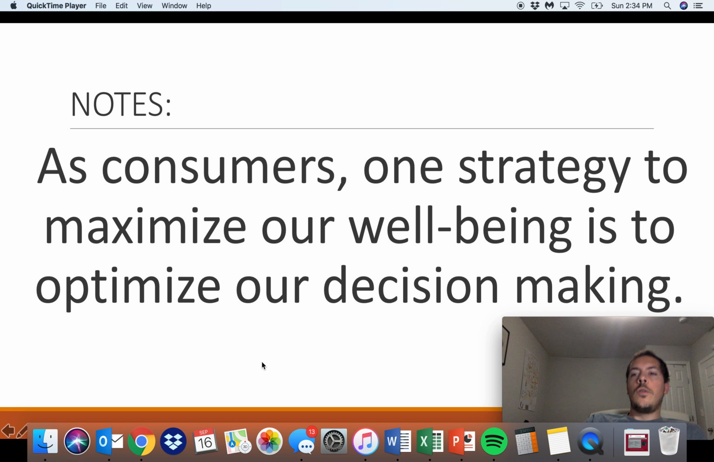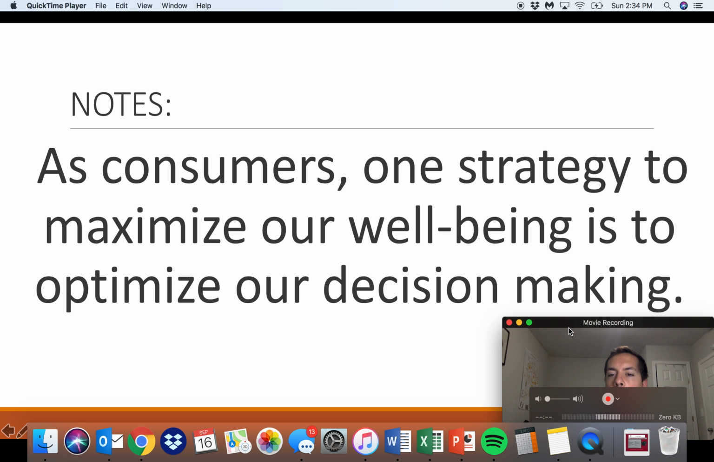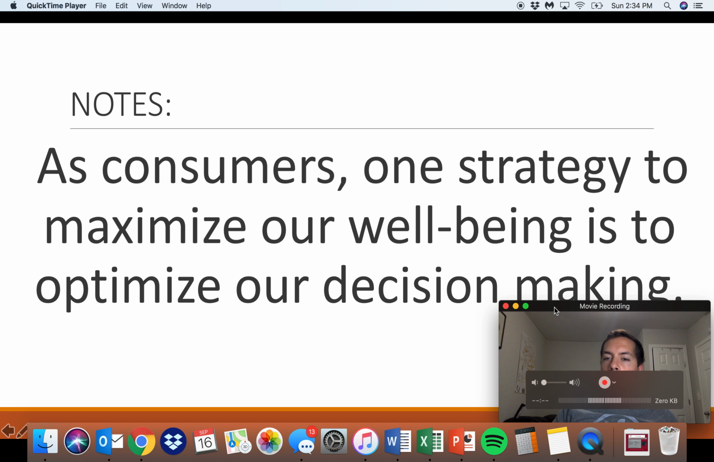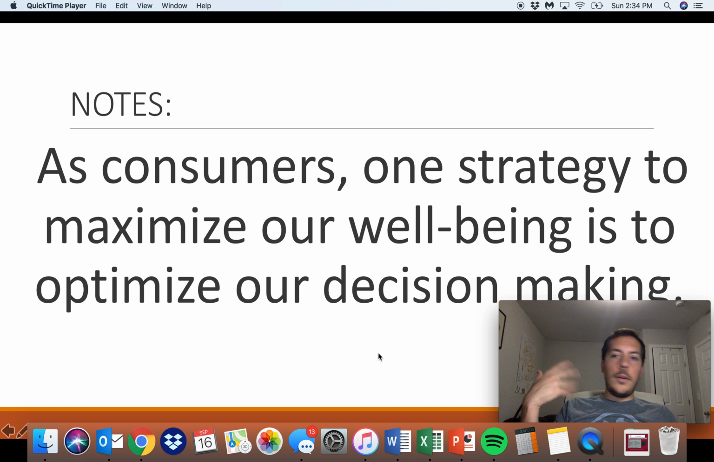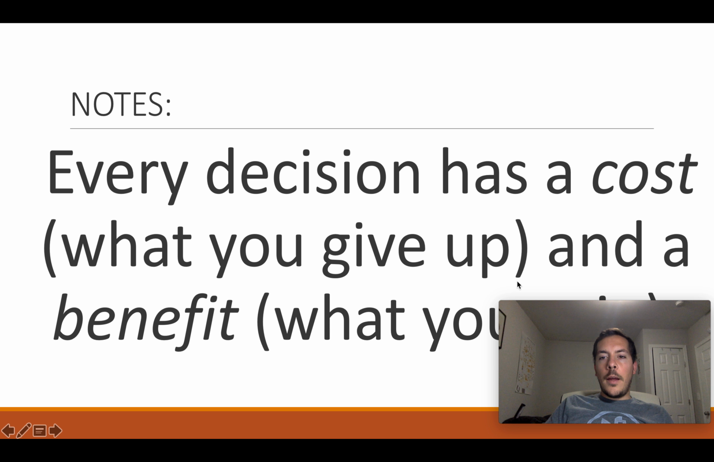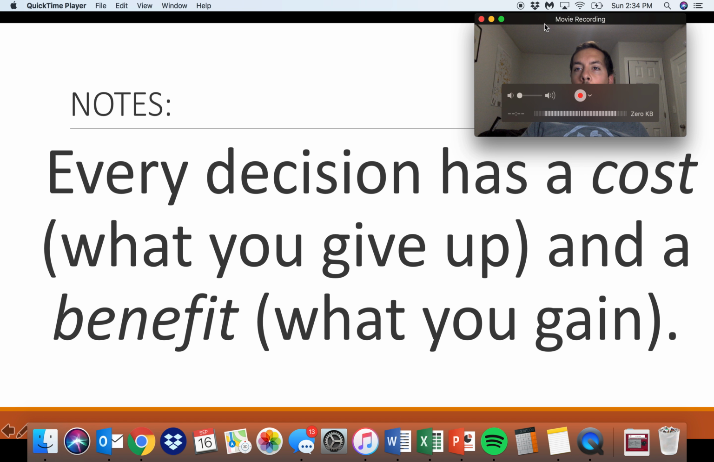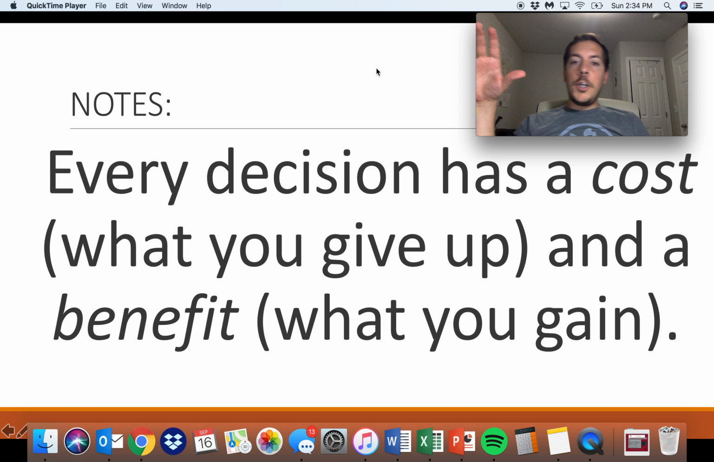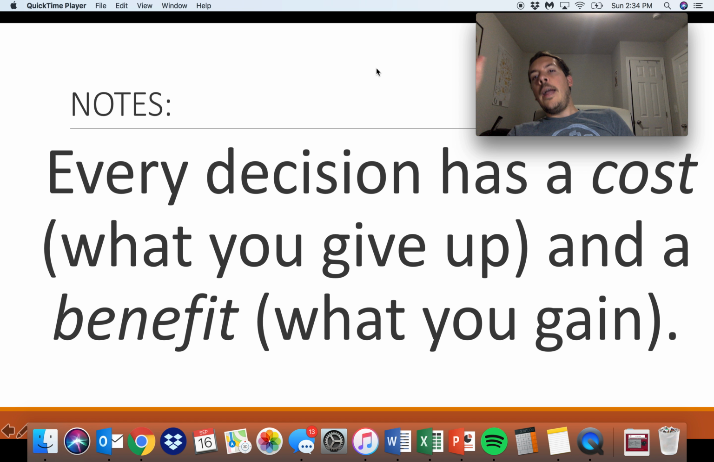So as consumers, one strategy to maximize our well-being is to optimize our decision making. Basically, to try to make the best decisions possible. That's what that word optimize means, to the best extent. Some things you need to know about decisions. Every decision has a cost and a benefit. They may not always be clear to you, but these are two components of a decision that you need to know.